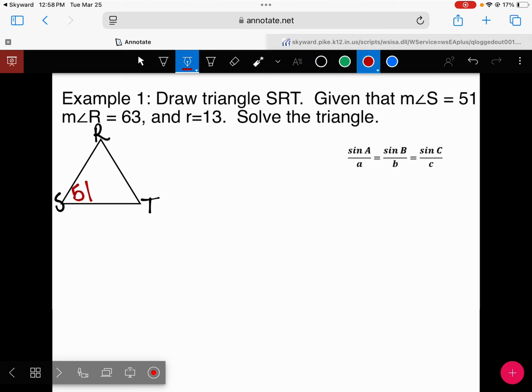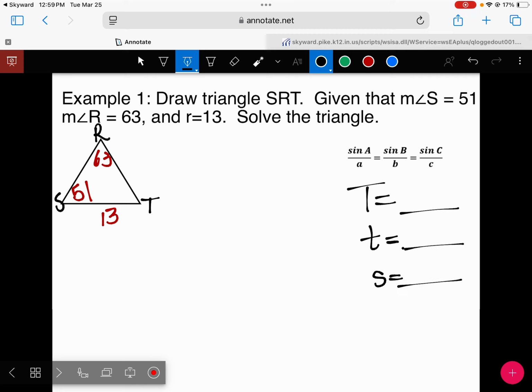We know R is 63. And we know little r is 13. And they want us to solve the triangle, which means they want us to find the measure of angle T, the length of side T, and the length of little s.